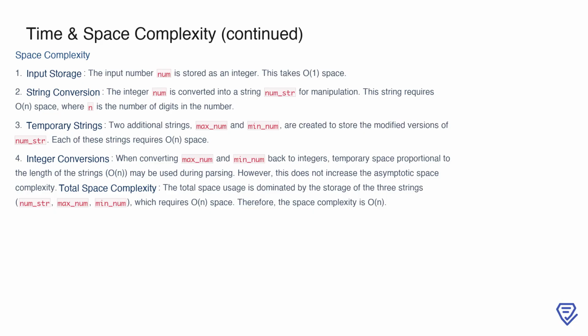During the conversion of max_number and min_number back to integers, temporary storage proportional to the length of the strings, O(n), may be used internally. However, this does not affect the overall asymptotic complexity. The total space complexity, therefore, is dominated by the storage of the three strings, number_str, max_number, and min_number, resulting in an overall space complexity of O(n).